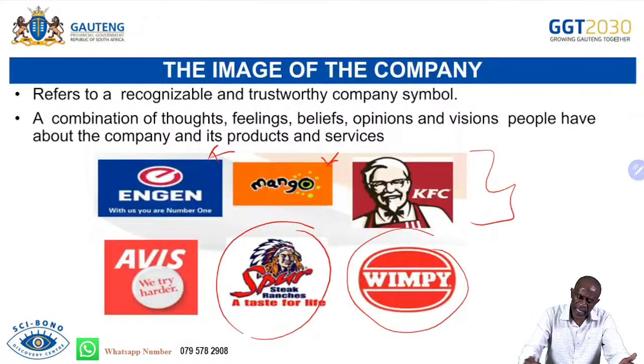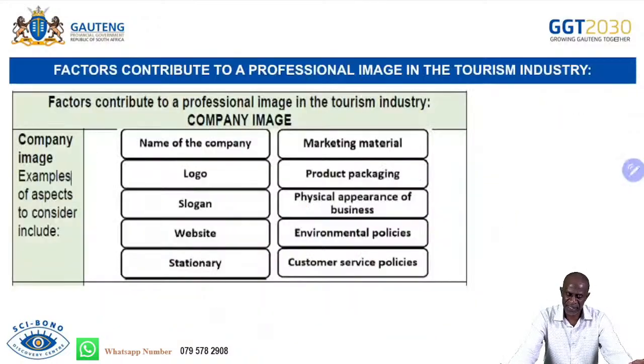Spur, you'll think of a formal kind of restaurant as opposed to this one, KFC. So here you'll get continental dishes, buffets, and so forth, whereas it is not the case with KFC and Wimpy. So that's how the symbol shows us an image of a particular business. So it gives us a reason to talk about a particular business.